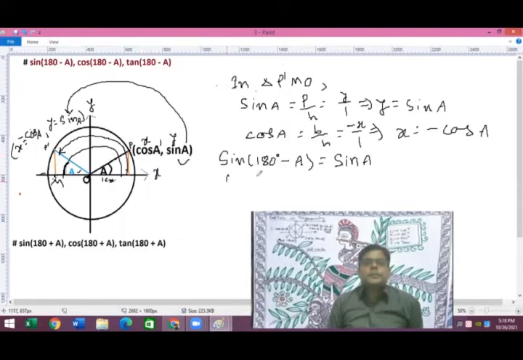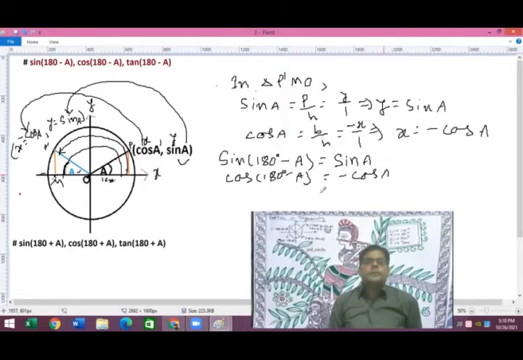So if you talk about cos 180 degrees minus A, when it was A only, the x coordinate was cos A. Now when we turn this point up to here by the angle 180 degrees minus A in the second quadrant, this cos A has become minus cos A. So you can write that cos 180 degrees minus A is minus cos A. Also see that as we are talking about the second quadrant, where sine is positive, so sine 180 degrees minus A is positive, positive sine A, and other ratios like cosine and tangent are negative.